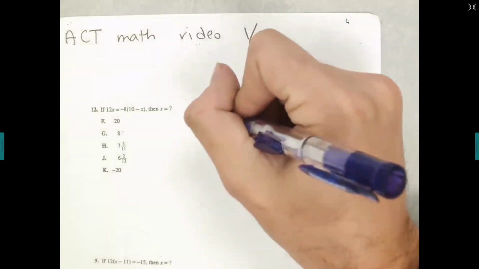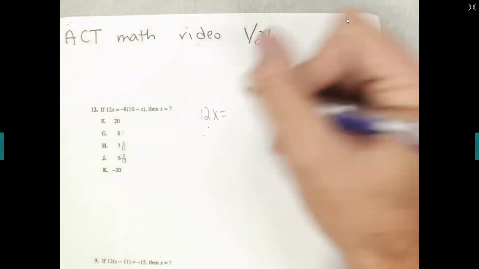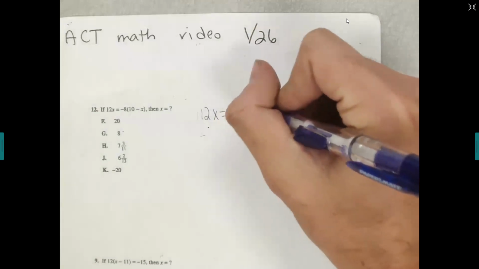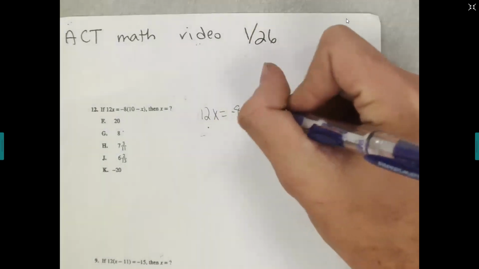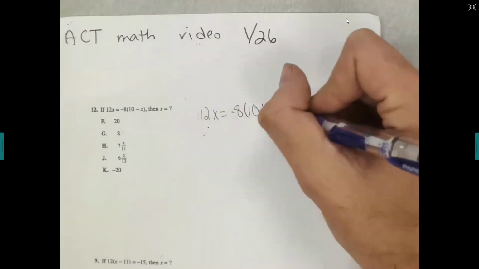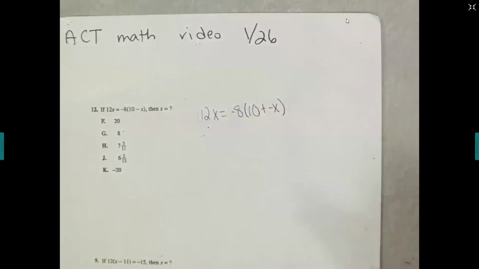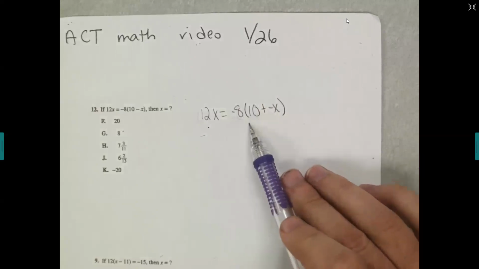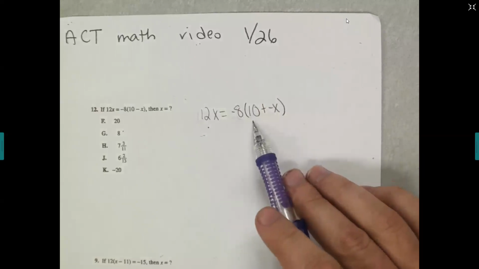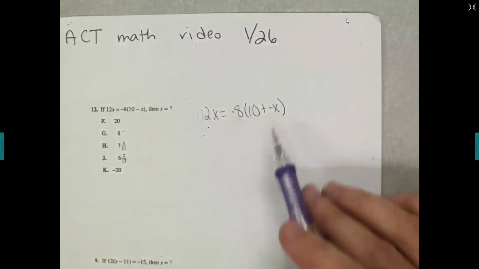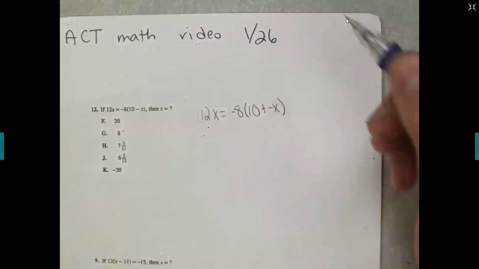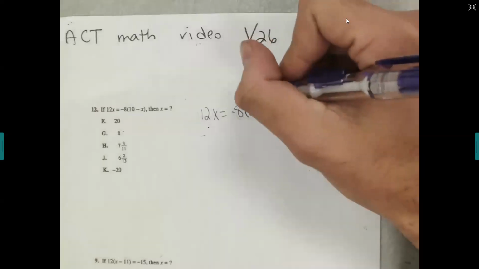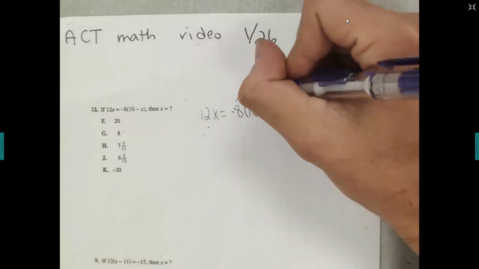So when I start these problems out, if I have a subtraction part of my problem, I usually rewrite it and take the subtraction part out, change it to addition, and then change the sign of the term behind it. So I'm just going to rewrite it over here as 12x equals -8, and then in parentheses times 10 plus -x. And then my first step here would be to distribute this 8 through here.